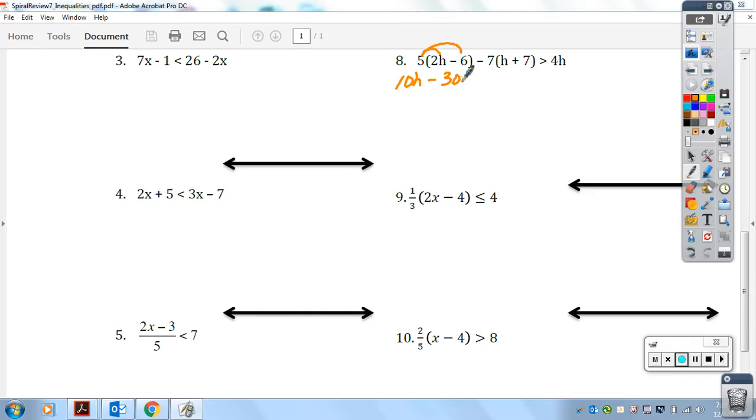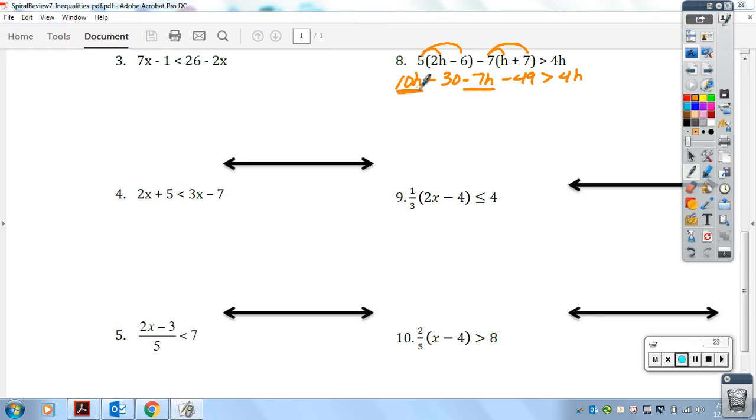Now another thing to be careful of, just like on number 7, you're not distributing a 7, you're distributing a negative 7. That's subtraction. Again, keep, change: it's a negative 7 that's being distributed. Negative 7 times h is negative 7h, and a negative 7 times a negative 7, negative times negative is positive, so negative 7 times 7 is minus 49. Is greater than 4h. So I've distributed properly, now I have to combine my like terms.